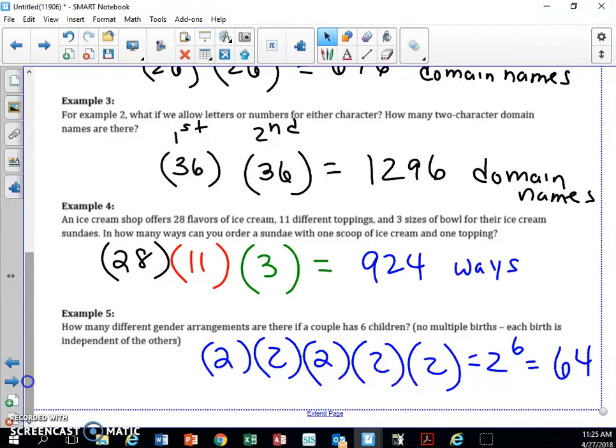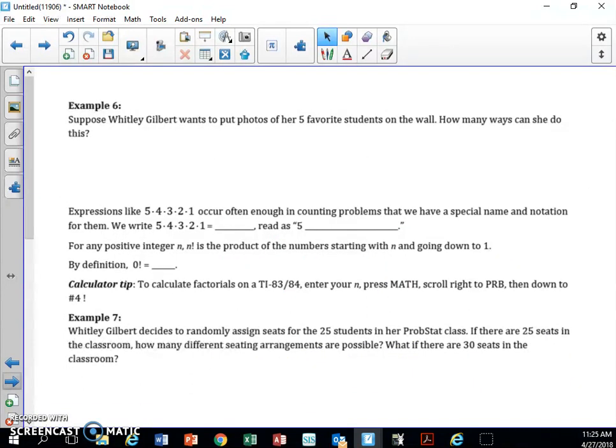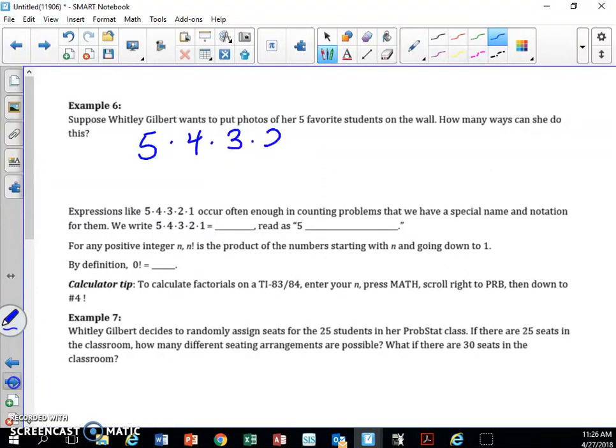Alright, now, let's keep going. Suppose Whitney Gilbert wants to put photos of her 5 favorite students on the wall. How many ways can she do this? So she has 5 students to choose from for the first spot, 4 for the next, 3, 2, then 1. So she has 120 different ways.